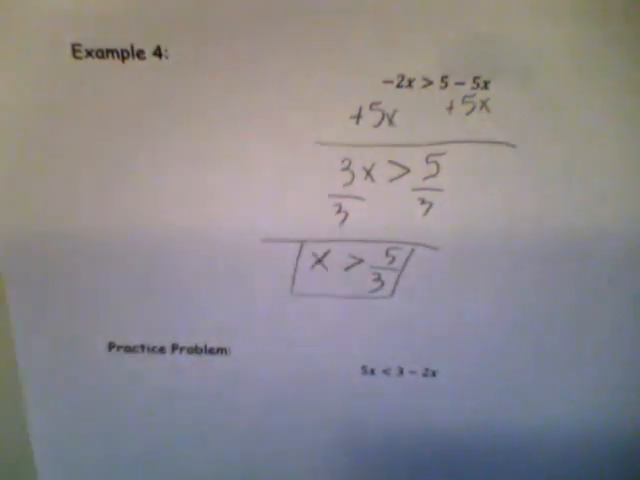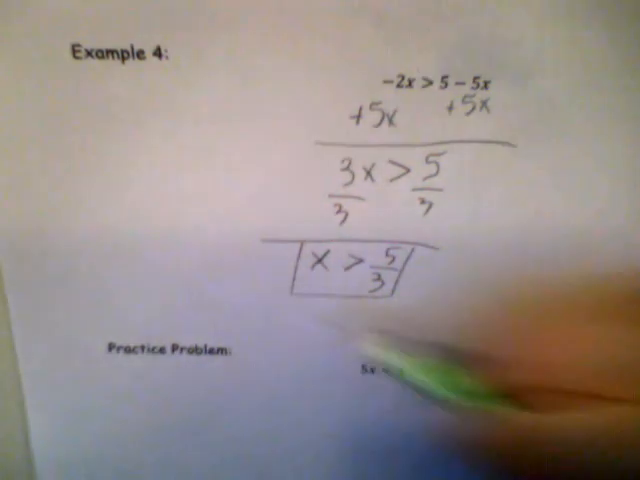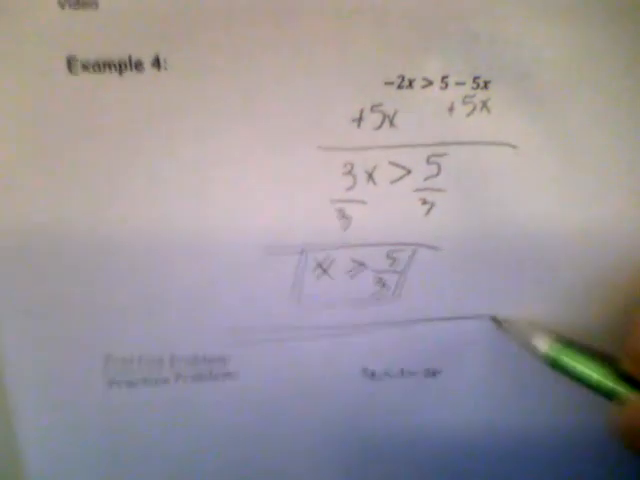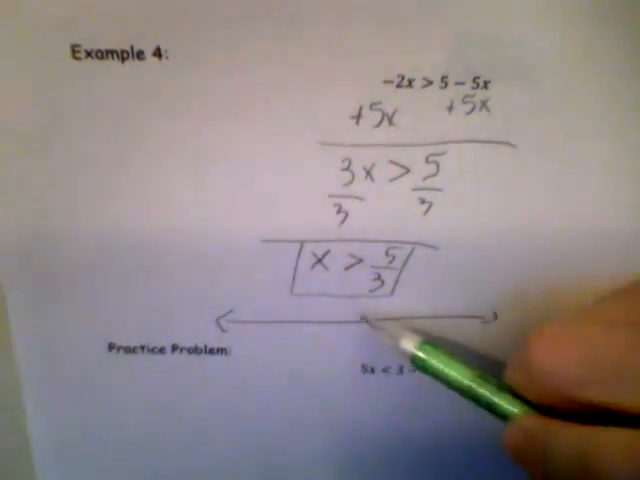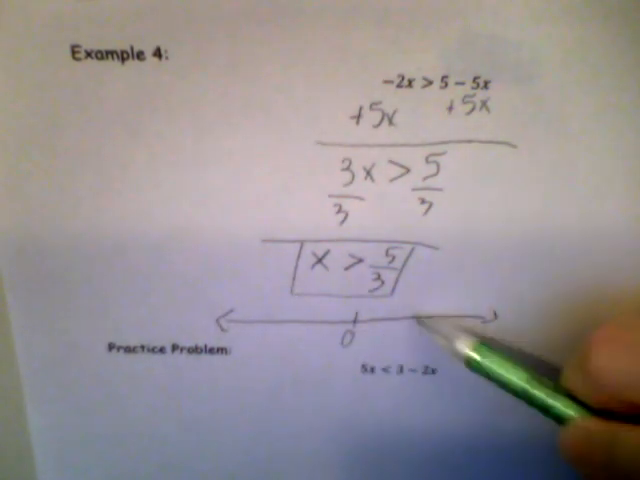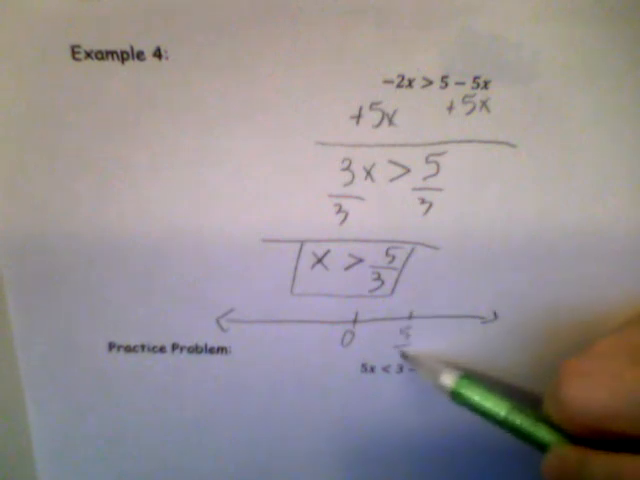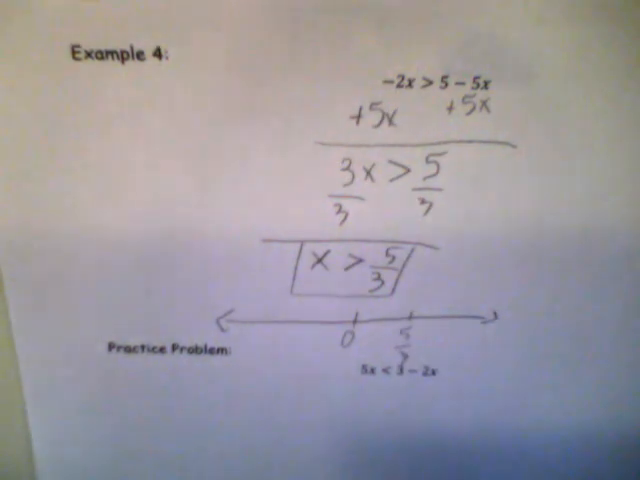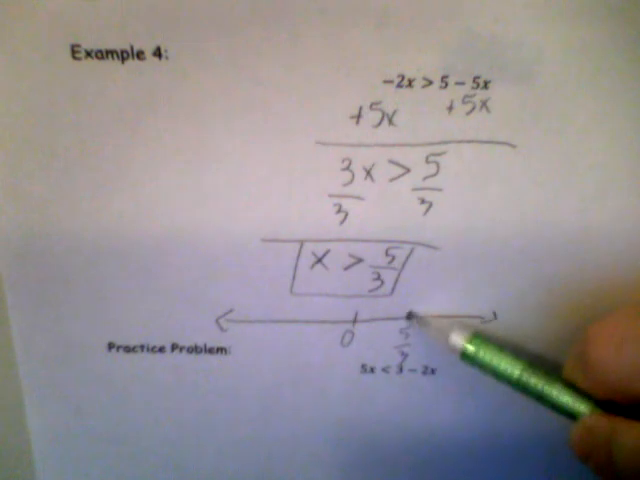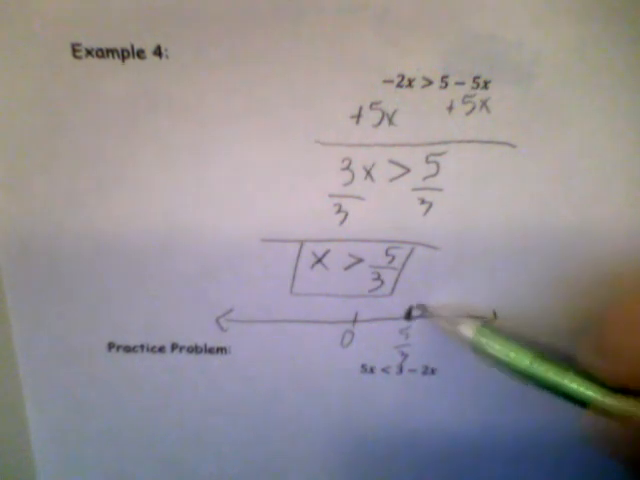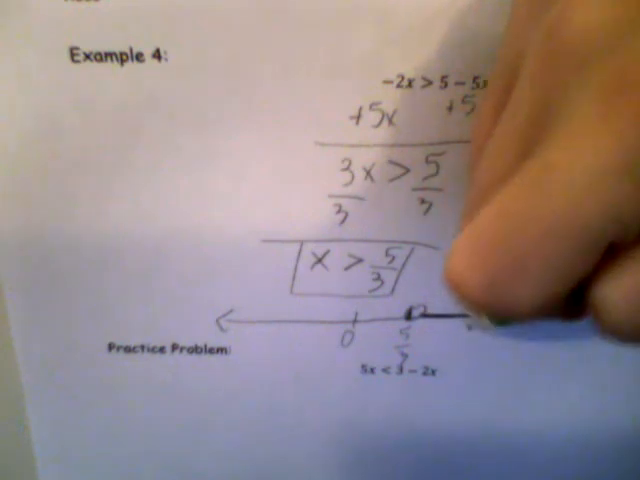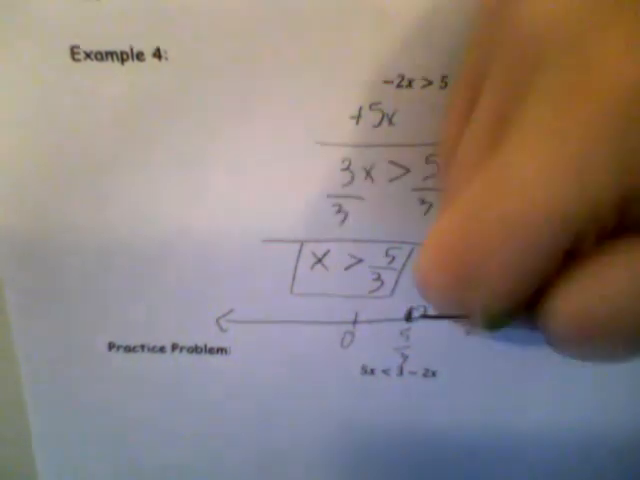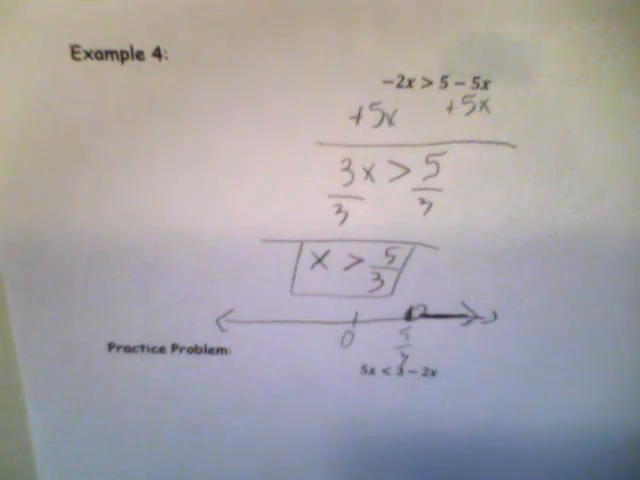Now I just have to graph it. So when I graph it, I have my 0 here and my 5/3 right here, because it's going to be x is greater than 5/3. I'm going to have an open circle, and I'm going to shade to my right because x is greater than 5/3. And that would be my final answer.